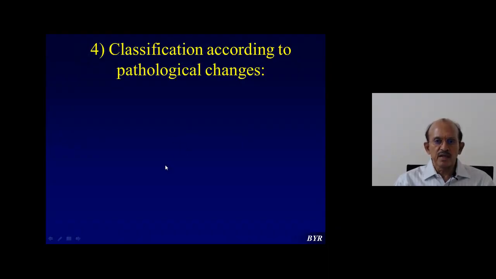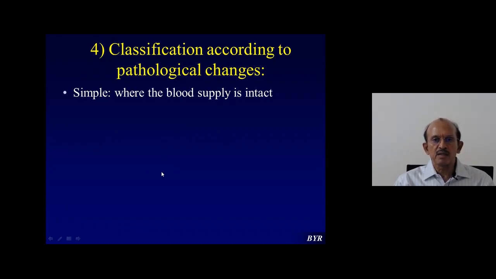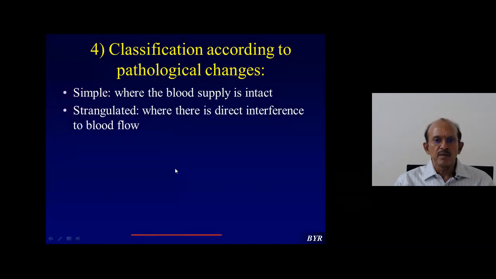Then classification according to the pathological changes. Simple, where the blood supply of the bowels involved is normal, intact, preserved. That means they are viable. Strangulated, where there is direct interference with the blood flow to the bowels. So whenever there is impaired blood flow, we call it strangulated obstruction. When there is no impairment of blood supply, we call it simple obstruction.